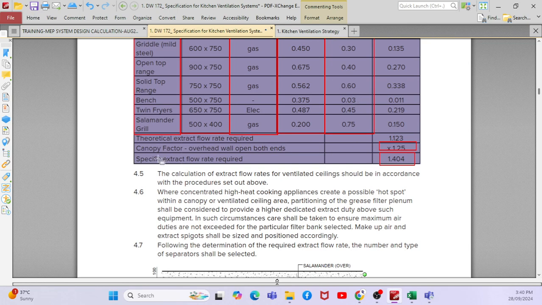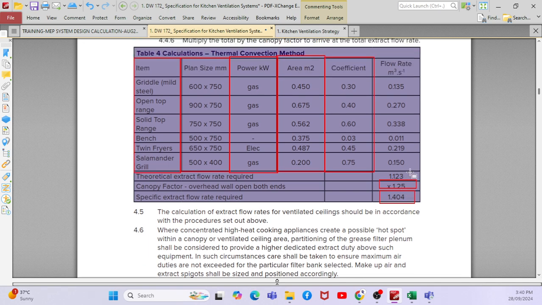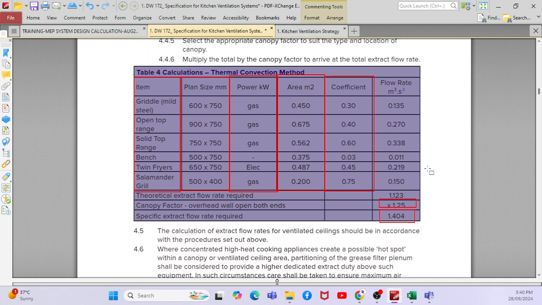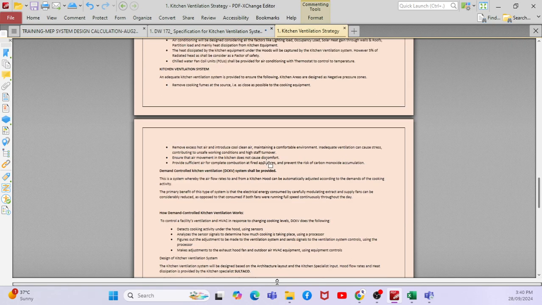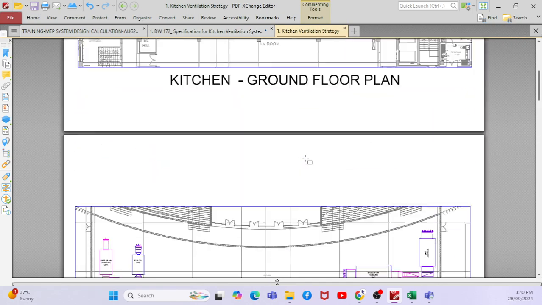Then, when you apply the canopy factor, it depends upon the type of canopy. Assume that it is 1.125 as per the table. So you can get the total ventilation requirements for that particular canopy, for that particular set of appliances.